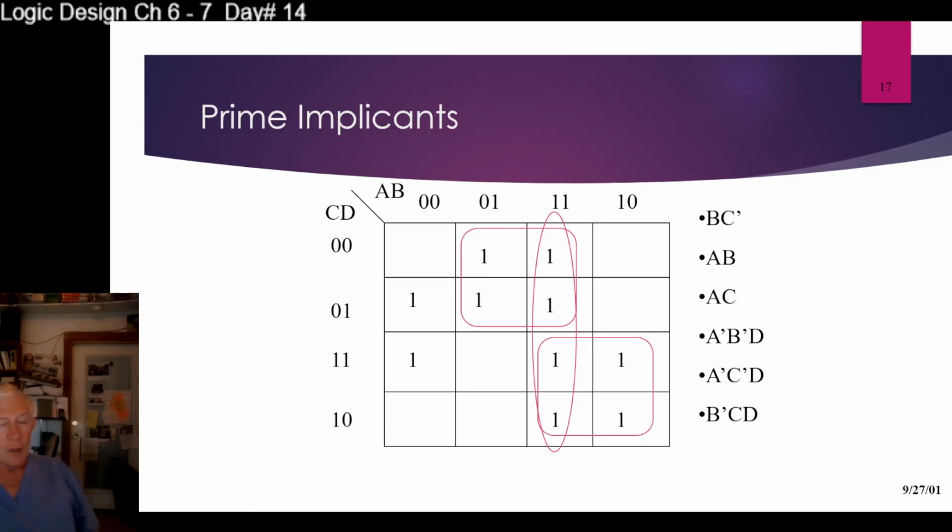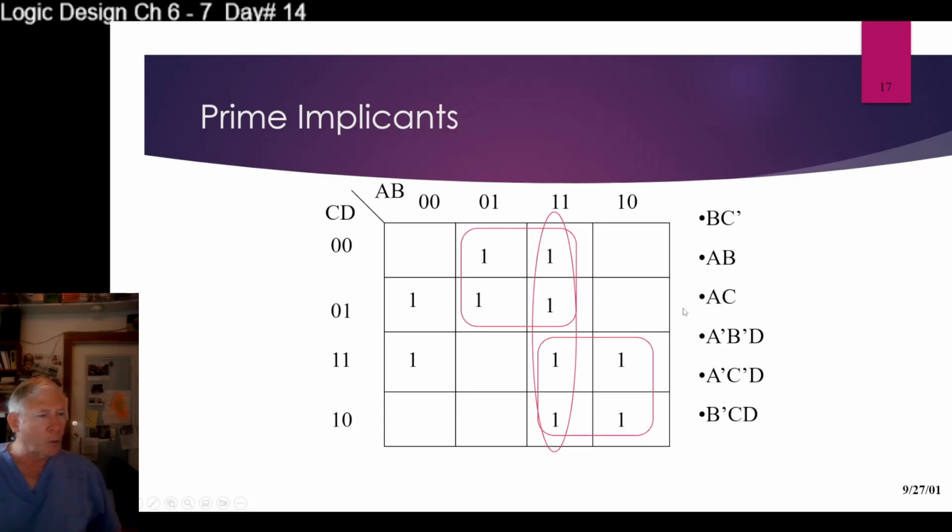It is prime because it cannot be combined with another group of 4. There's no other column with all 4 1s present that you can combine it with to get a group of 8. But it is a legitimate group of 4. It's just not essential. It's non-essential.